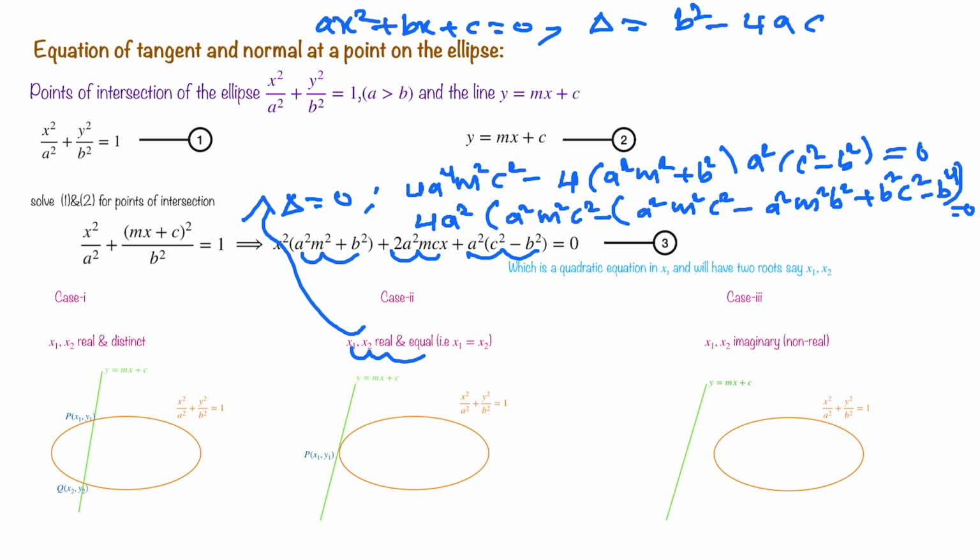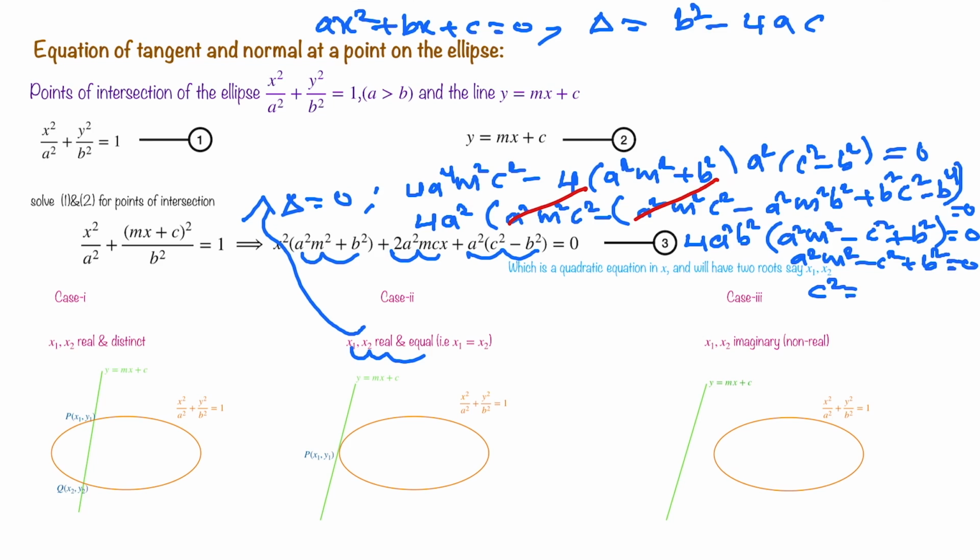Okay, fine. Here you can see this a square m square c square and a square m square c square cancel. Then you can also take further b square out, so 4a square b square out, then we have minus a square m square plus c square, and minus into minus is plus b square, right? So we have a b square here. From b to the power of 4, b square got out. Now a and b both are positive, so what must be 0 here? So a square m square minus c square plus b square must be equal to 0. So that will give us the condition c square must be equal to a square m square plus b square.